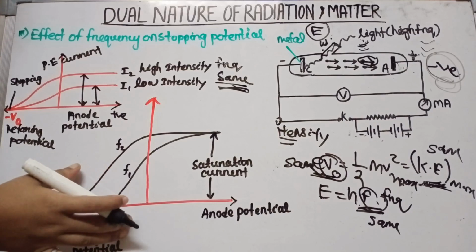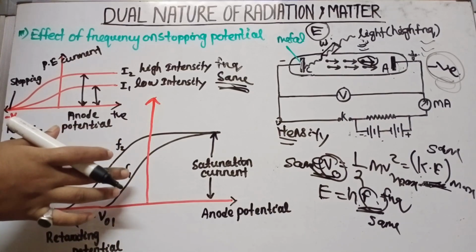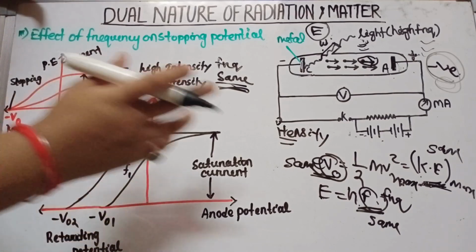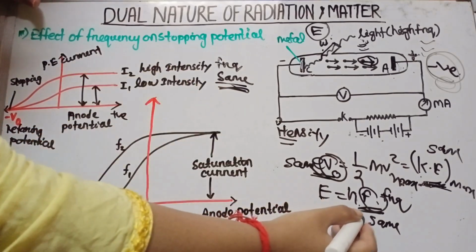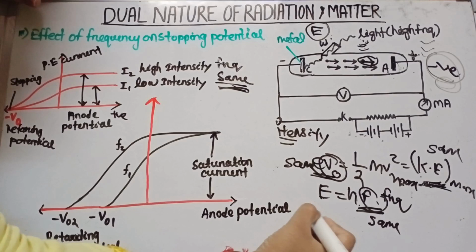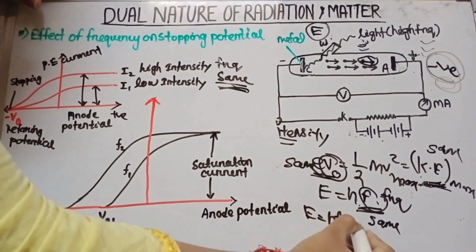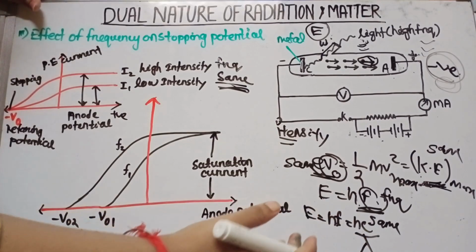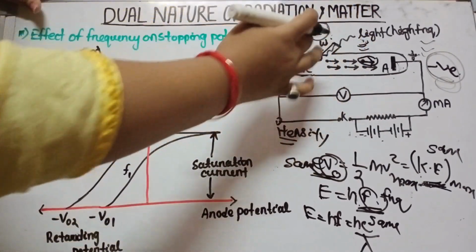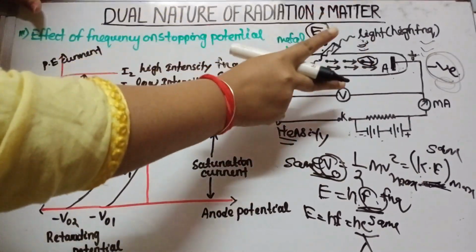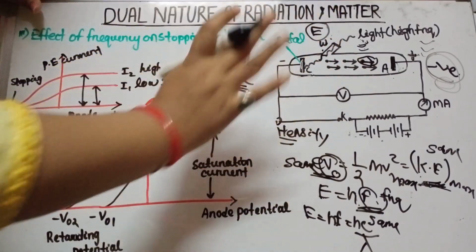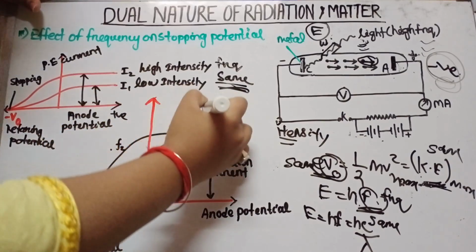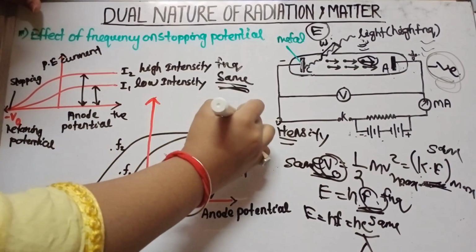Now, here we consider two different frequencies. That means two different colors of light, and two different wavelengths of light, because we know that E equals hf or hc by lambda. If the frequency is different, that means the incident light is of two different colors and two different frequencies but the same intensity.